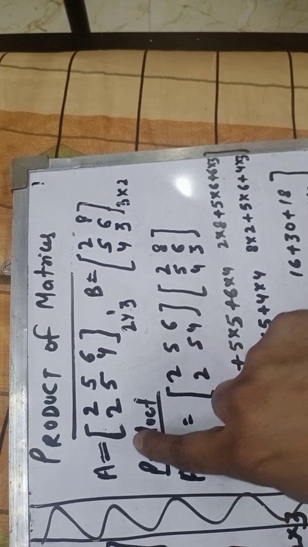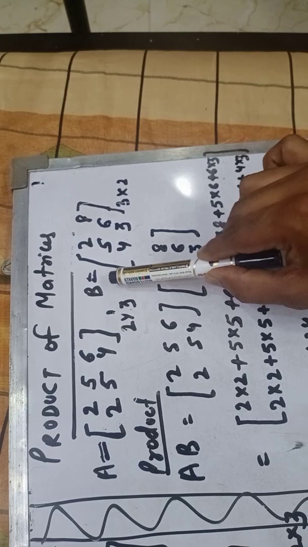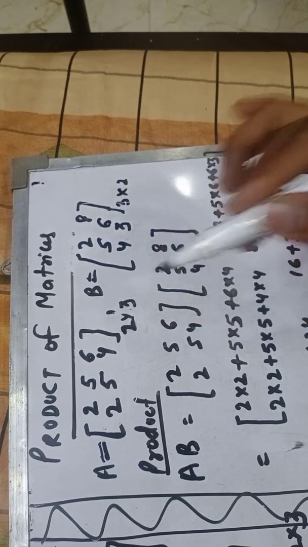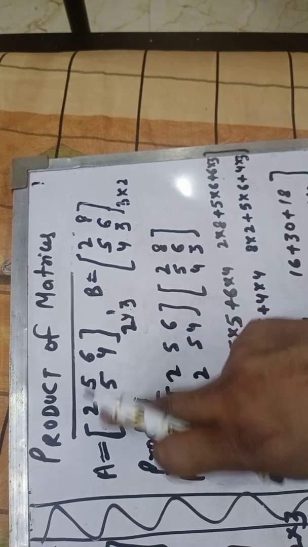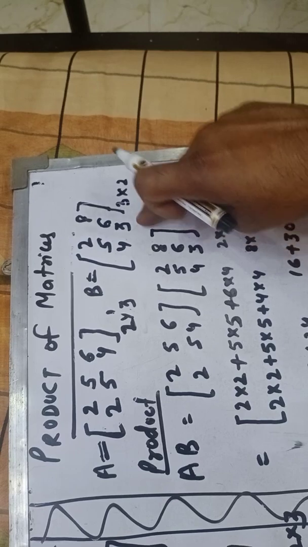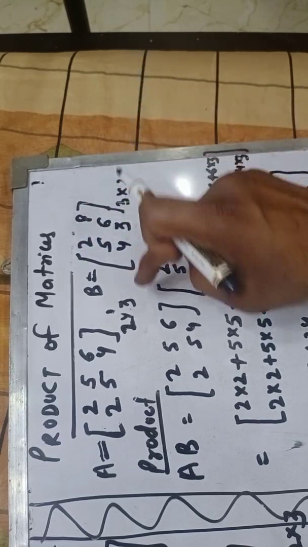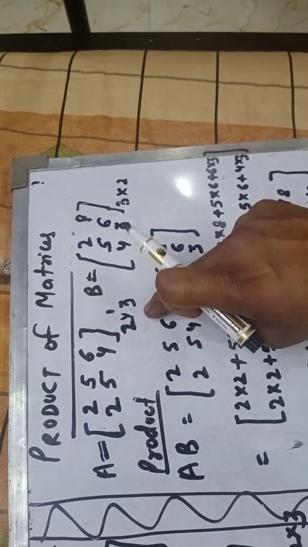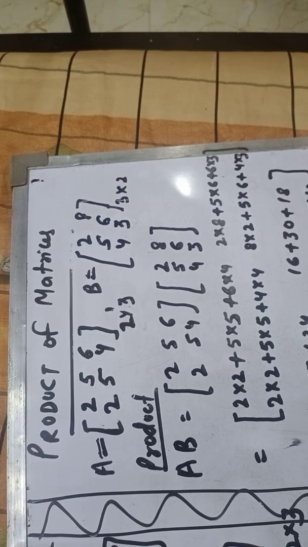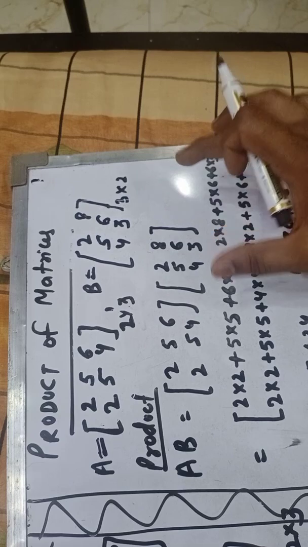Fine. Suppose here we have two matrices, matrix A and matrix B. The order of the first matrix A is 2 by 3. That means it has two rows and three columns. Similarly, in matrix B we have three rows and two columns. So this is the order of matrix A and this is the order of matrix B, and we have to find the product of these two matrices. So AB is equal to matrix A into matrix B.